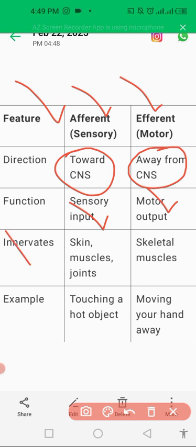Innervation of afferent fibers are skin, muscle, and joints. Touch, perception, hot object, sensory information is carried through these fibers, while skeletal muscle movement and hand movement, the withdrawal effect, is performed by general somatic motor efferent fibers. So in this way, we can categorize both of these fibers: general sensory afferent and efferent motor fibers.